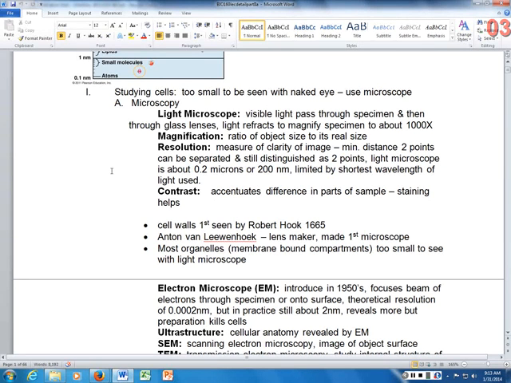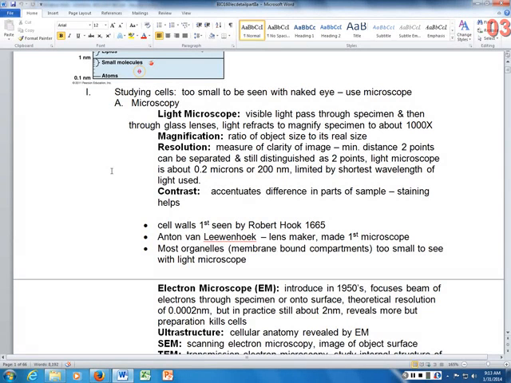So the light microscope is what we use in here. It passes visible light through the specimen and then through glass lenses, which refract it to magnify it, and it will enlarge the specimen up to about 1,000 times magnification. That's the best you can get out of a light microscope. What that 1,000x means is it appears 1,000 times its normal size when you look at it underneath the microscope. So a lot of them are still going to appear small.